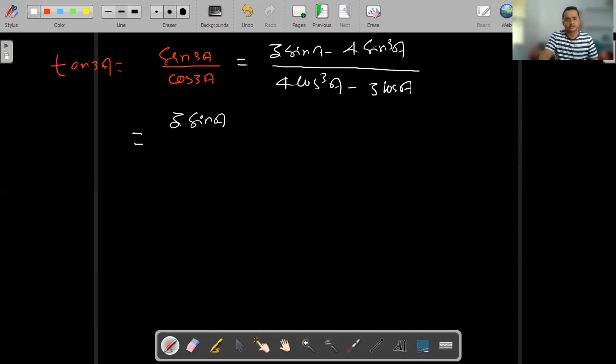So see here what I am going to do. 3 sine A divided by cos cube A. Clear? Then after that, minus 4 sine cube A divided by cos cube A. Clear?